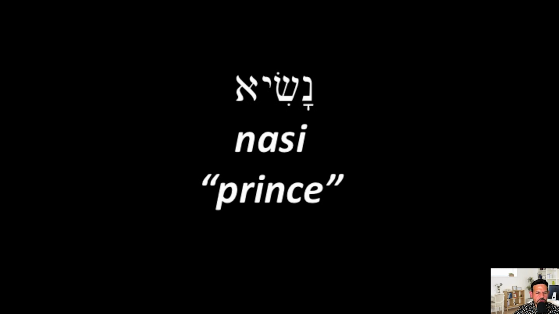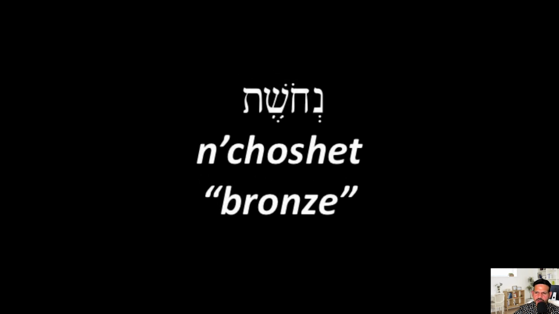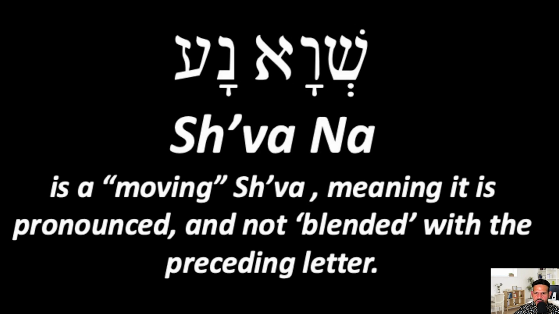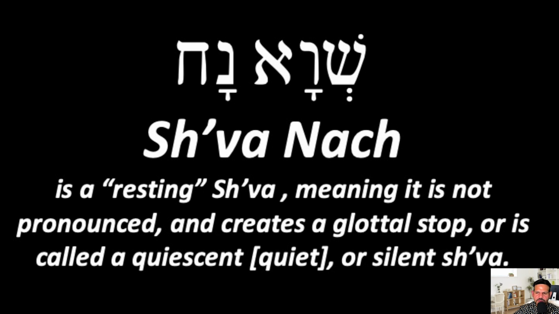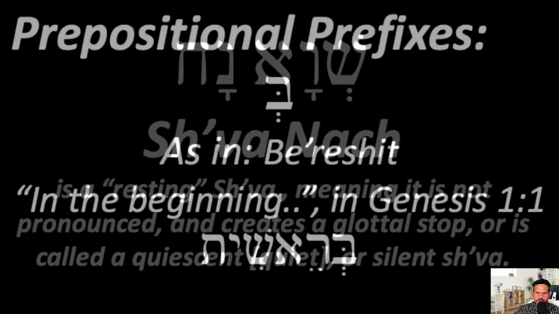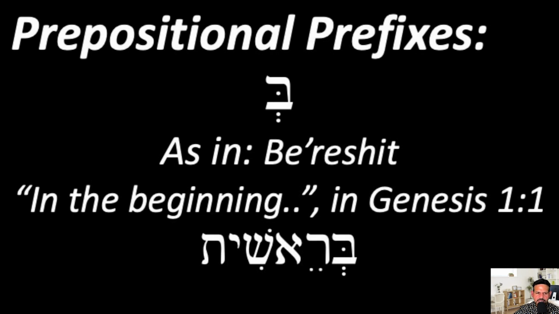Now, when it comes to nechoshet, notice what is under the letter nun. Under the letter nun is a shva. Now, we learned about the shva over the last couple of weeks, how important the shva is. There is either a shva na that sounds under the first letter, or a shva nach that can bring the syllable to a glottal stop. Now, under the letter beit for Bereshit, it's a shva na, so we have to pronounce it with a short e sound: Bereshit.